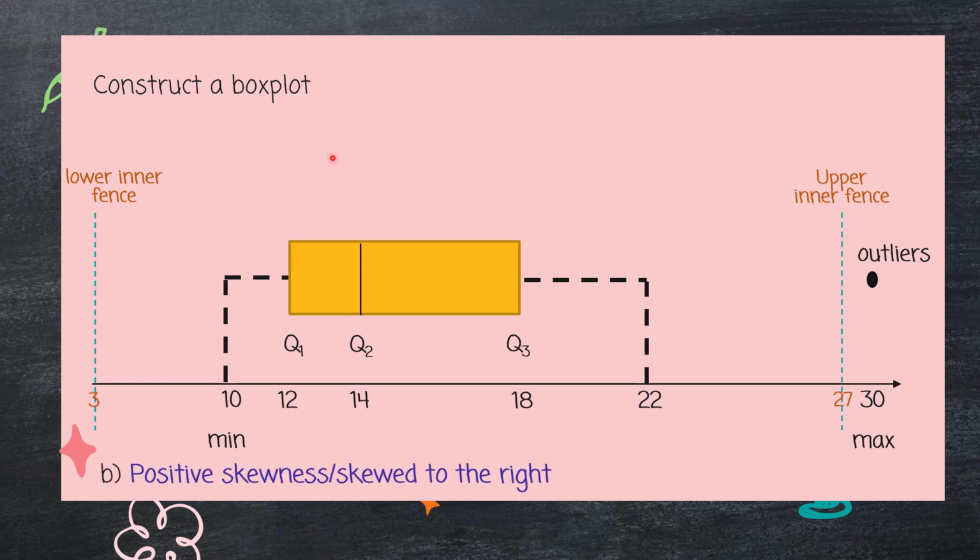Next, determine the skewness of the data. So from the box plot, we can see that the median is nearer to the first quartile. Therefore, it has positive skewness or is skewed to the right.